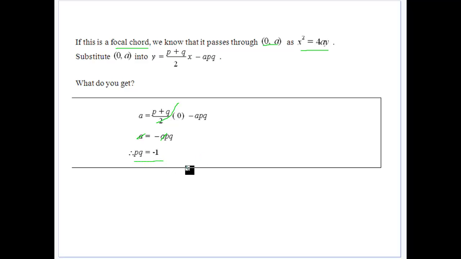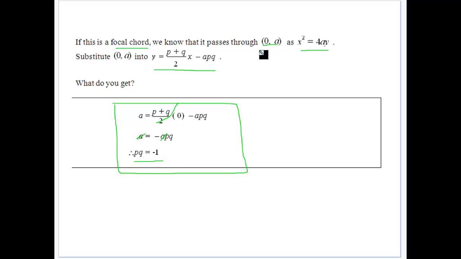So there's a result that we need to remember, and really, well, suppose you don't really have to remember it. You should be able to prove that every time. That once you get the equation of your focal chord, you can know how to show that if it's a focal chord, then the product of the parameters is equal to minus 1. So then that's how we prove it.